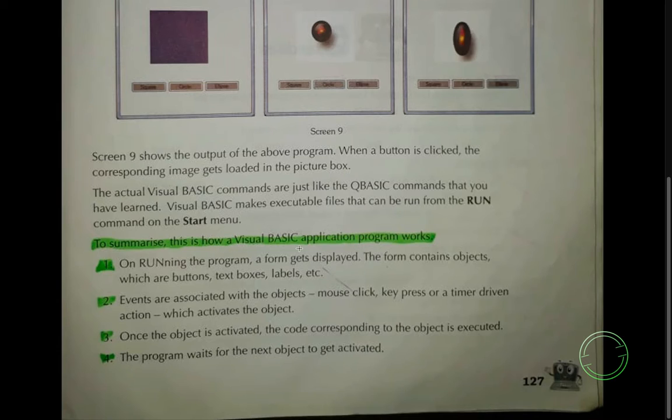To summarize, this is how a Visual Basic application program works. These are important, you have to learn this. On running the program, a form gets displayed. The form contains objects which are buttons, text boxes, labels, etc. Events are associated with the objects. Mouse click, key press, or a timer drives an action which activates the object. Once the object is activated, the code corresponding to the object is executed. The program waits for the next object to get activated. So these are the steps that we follow when we are creating our program. So this page is up to this.